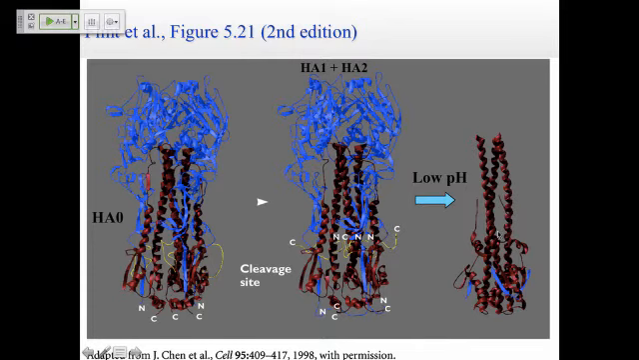Yeah? We're still outside the cell at this point. Is it acidic outside of eukaryotic cells? I know often it's outside of bacterial cells.